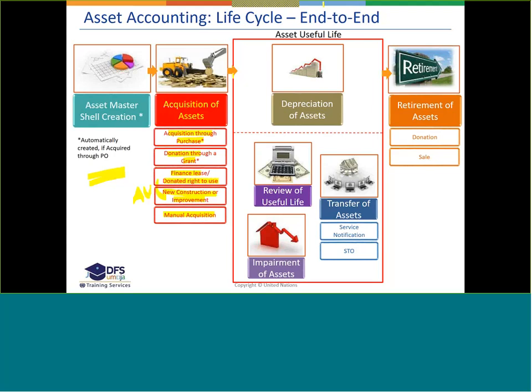This is when we, let's say, acquire the asset, or when we get control of the asset, and then during the asset useful life, the asset may have different events or processes. For sure, it will be depreciated. This is another process, and then it may be required to review its useful life, or you may have an impairment or even a transfer.